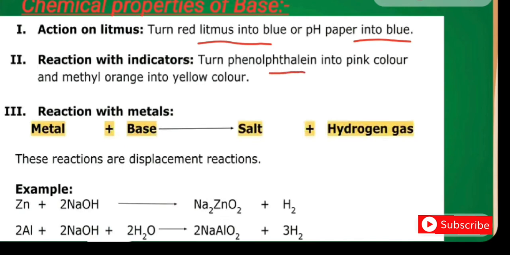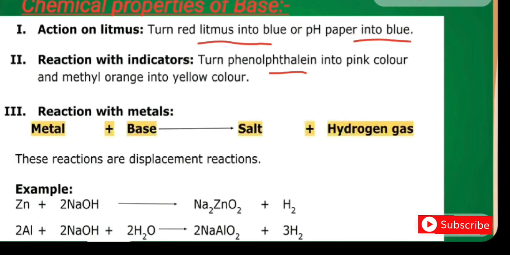Phenolphthalein is an indicator. We call it an acid-base indicator. What is an indicator, children? An indicator indicates whether it is an acid or a base. The work of the indicator is that it changes color in the presence of an acidic medium, and it also changes the color in the presence of a basic medium. That's why, when it is present in an acidic medium, it shows a different color, and when it is present in a basic medium, again it changes the color.